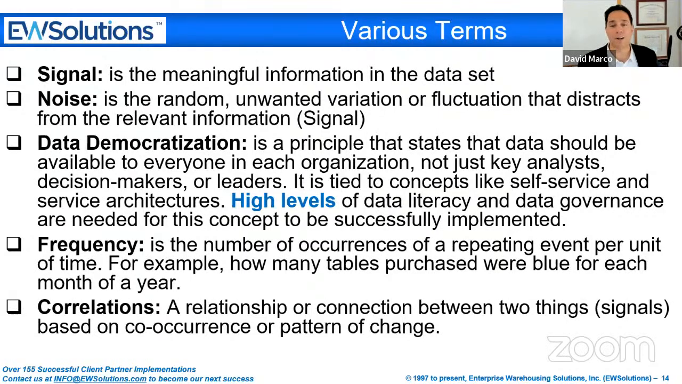Frequency is the number of occurrences of a repeating event per unit of time. For example, how many blue tables were purchased for each month of a year? It's just how many, a counting, a number. Correlation is a relationship or connection between two signals. In my ice cream example, my signals were temperature and amount of ice cream eaten. I would be looking to see if there is a correlation or some pattern between those two signals in my analysis.